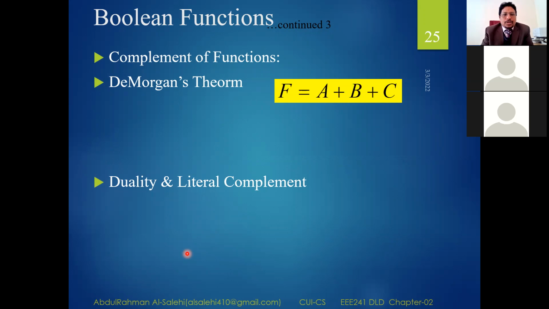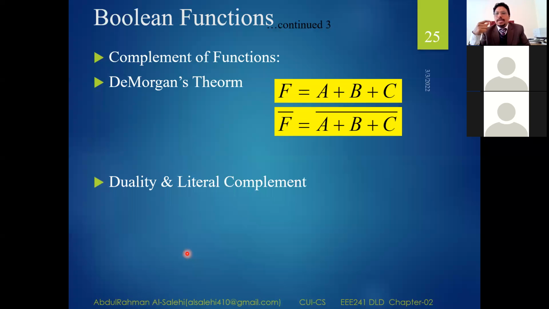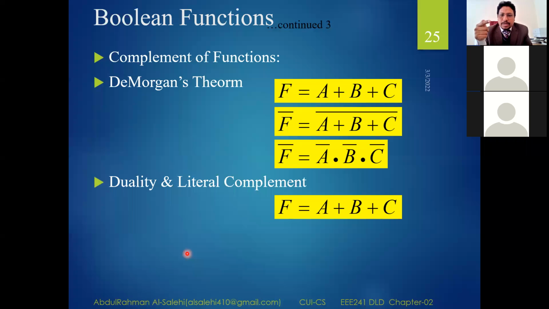Now, complement of functions according to De Morgan's theorems. If you have, for example, this type of simple Boolean function, A ORed with B, ORed with C, or A plus B plus C. First of all, you have to take their complements. This is De Morgan's theorem. First of all, you will take the complements for that. Second, you will convert the ORing gate to ANDing, meaning you are going to change the addition to multiplication.